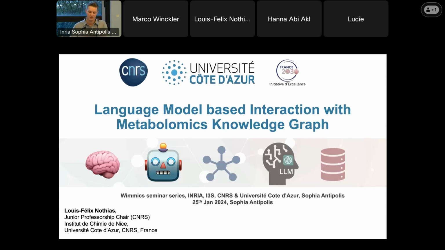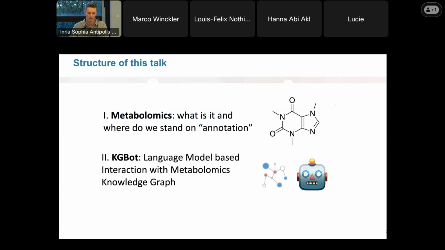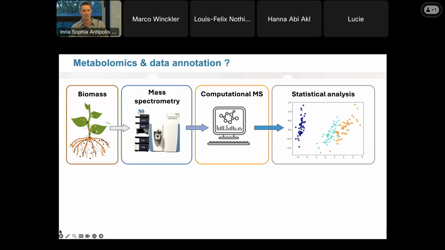Okay, so first, an introduction on metabolomics and mass spectrometry before we discuss our joint project with Fabien that happened over the last months. So what is metabolomics? Metabolomics is the science of analyzing and identifying small molecules, metabolites. This is done with a technique called mass spectrometry that ionizes the molecules and can measure their mass and deduce some of their structural properties.